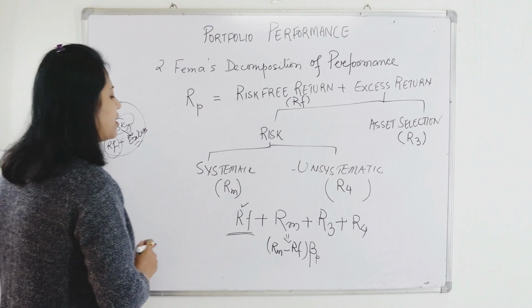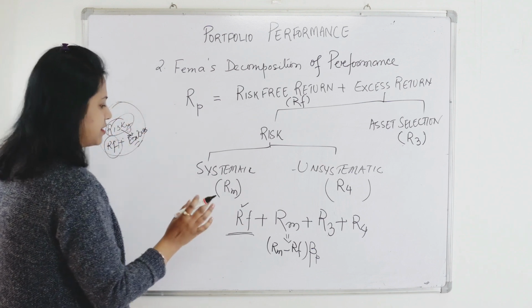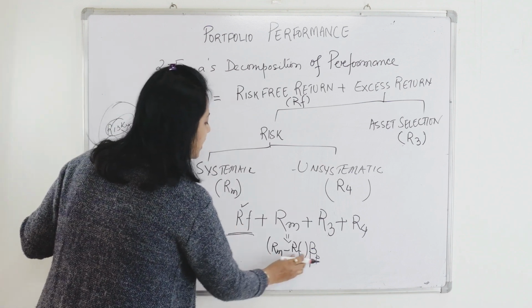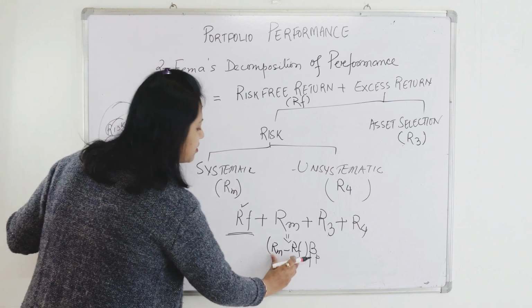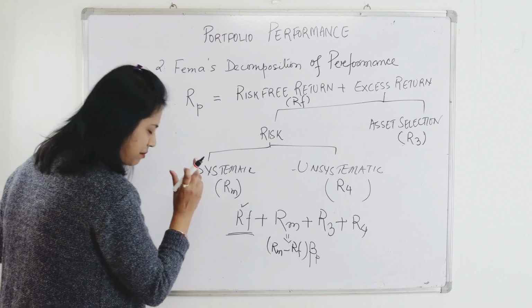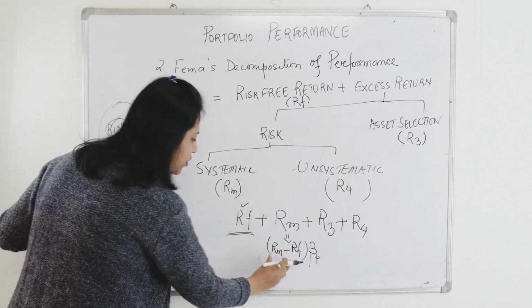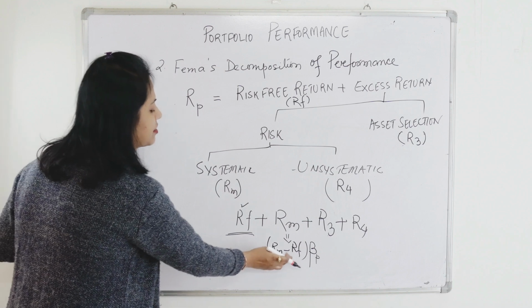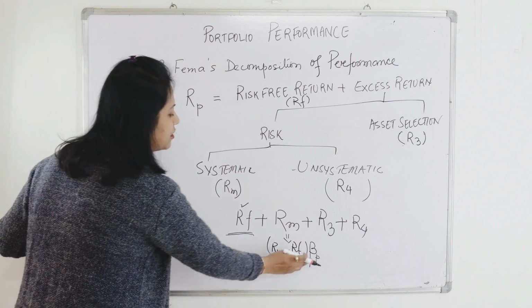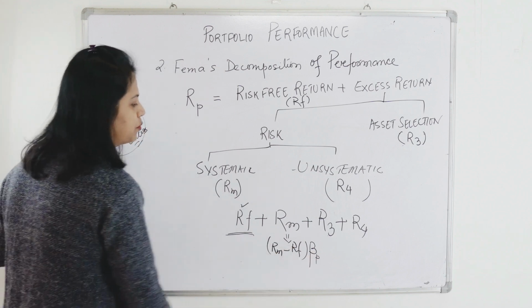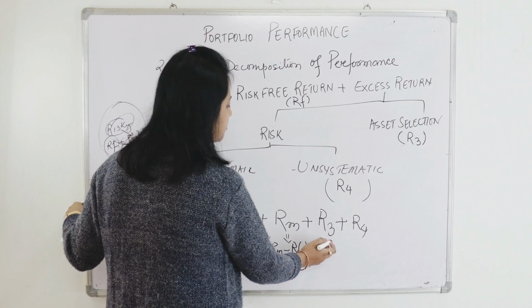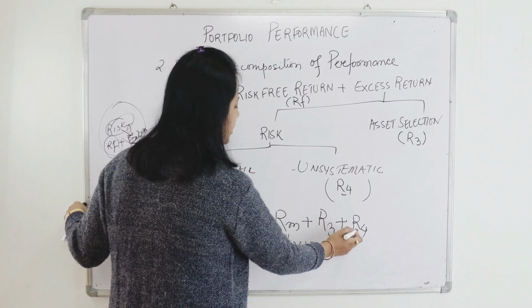Right friends? So we got RF from the market, and we computed the market returns by finding the difference, that is the margin, or you can say the reward: market return minus risk-free, then multiplied with the beta of your portfolio. Coming to R4, let's talk about R4.